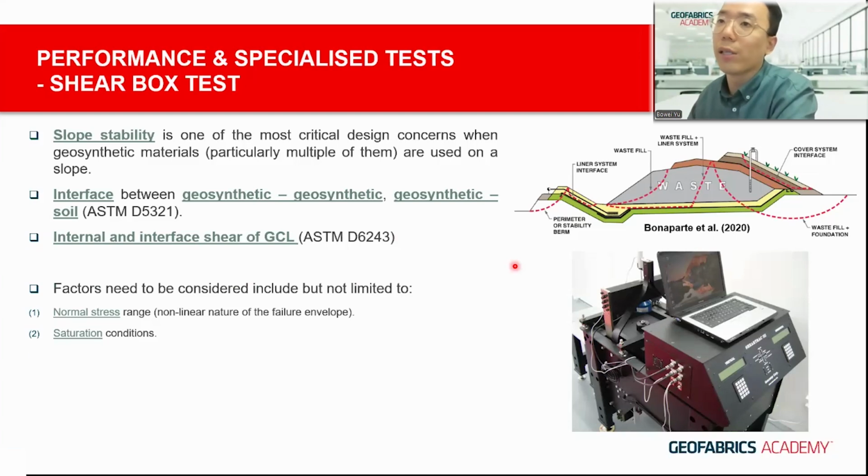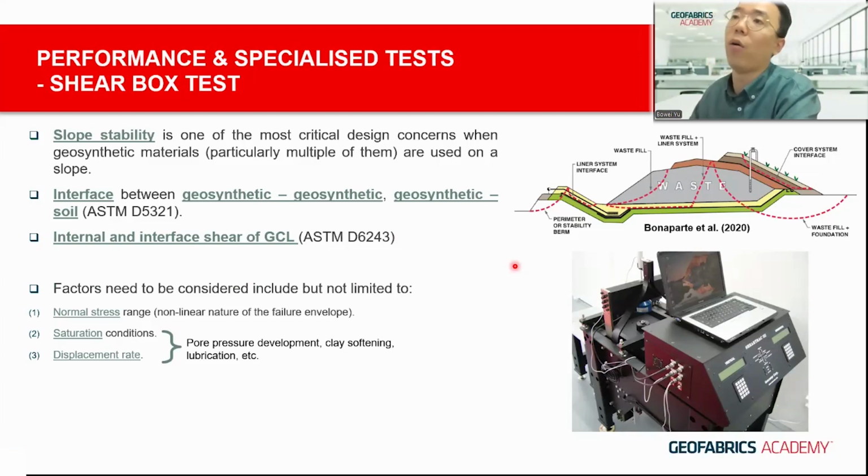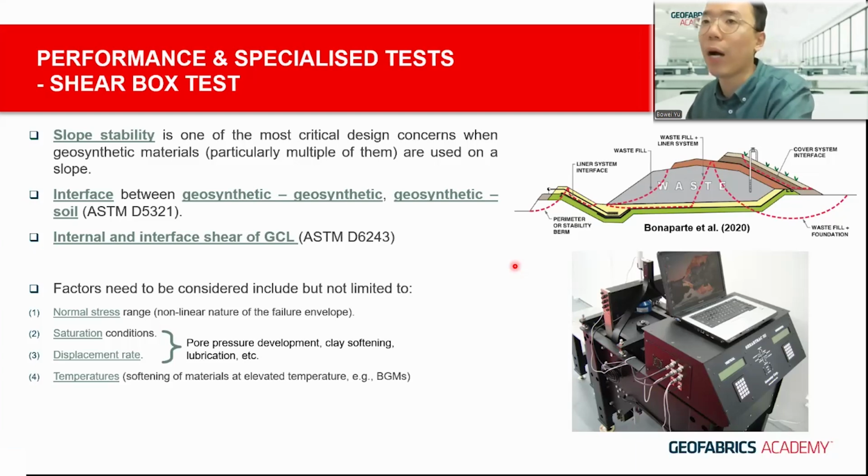And the second one is the saturation conditions and the displacement rate, as these two eventually decide how your pore pressure develops or dissipates in the shear test, whether you would have clay softening or lubrication effects on the interface. And also, we consider temperature control as well, because some of the materials are pretty sensitive to elevated temperature, which we could encounter in the case of landfills because of biodegradation, or some mine sites because of chemical reactions.